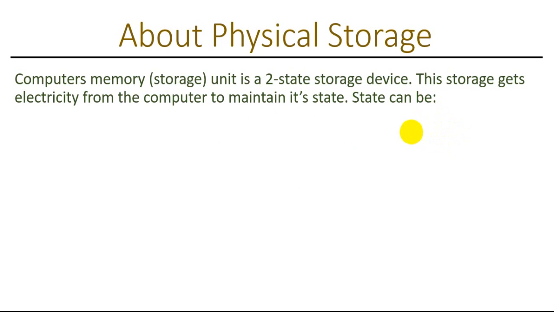The computer's memory is a two-state storage. That means it has only two states, so it can't have any other. Only two states. We will see more about that in a minute.